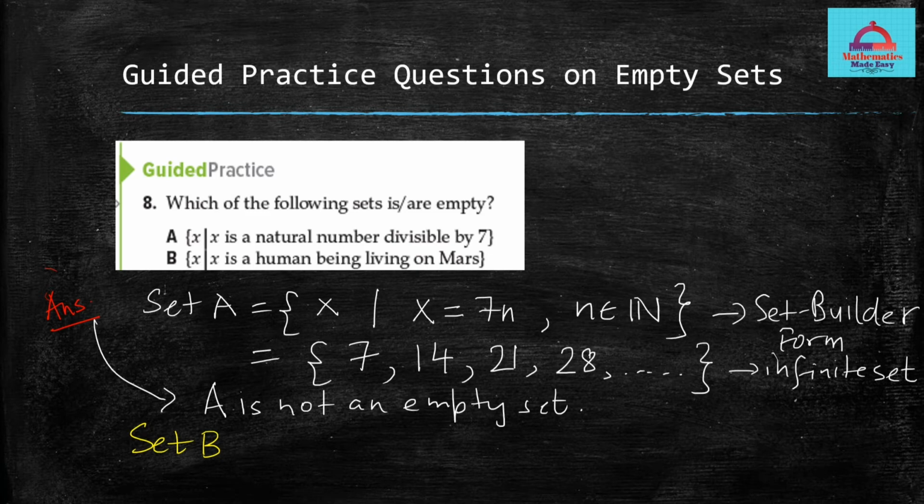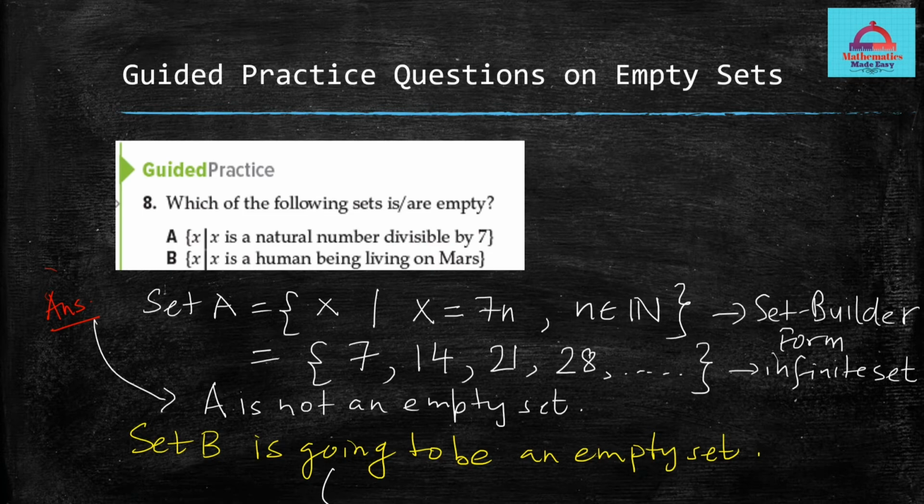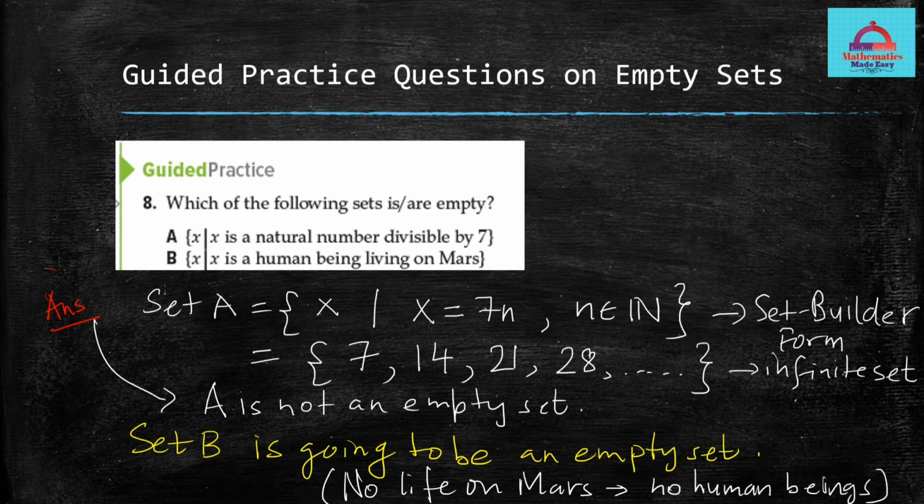Definitely no. Till now there has been no research of life being found on Mars, so we can safely say that our set B is going to be an empty set. And what is the reason? The reason is that there is no life which is possible. In fact, at least we don't know about it. There has been no research on this. So we can safely say no life on Mars and therefore no human beings. That's what makes it an empty set.